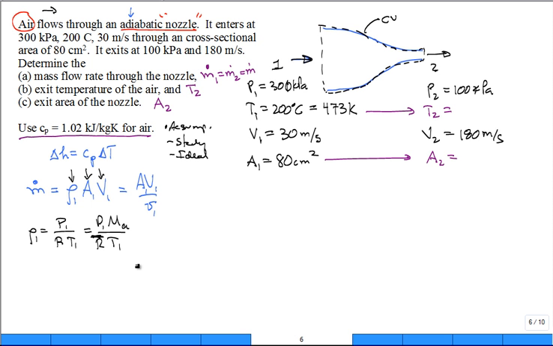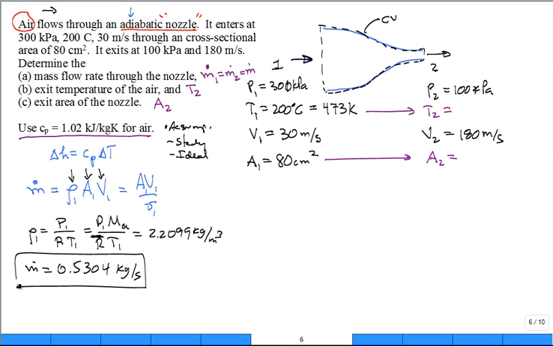It looks like this turns out to be 2.2099 kilograms per cubic meter, and the mass flow rate is then equal to 0.5304 kilograms per second. And I know that I have a centimeter squared, I have to deal with that. I think you should be able to handle a centimeter squared on the area. That's 4 significant digits. It's too many. I'd prefer it's just 0.53 kilograms per second.